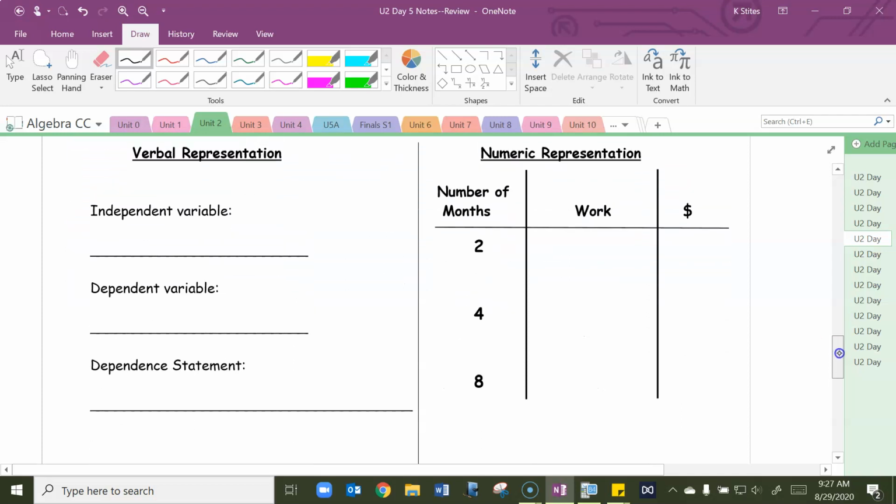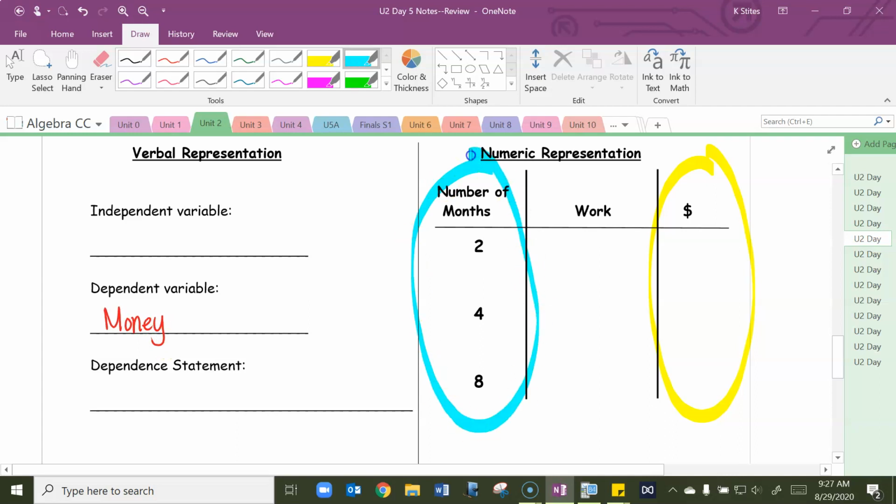So I'm actually going to come over here. I'm going to look at my table first. Remember, this is always my dependent variable, money. So that's just going to go right here. And then this guy is my independent variable, always, so that's just number of months, which we already knew, right? Because time is always independent and money is always dependent. And then I can write my sentence. I'm going to say the cost depends on the number of months.